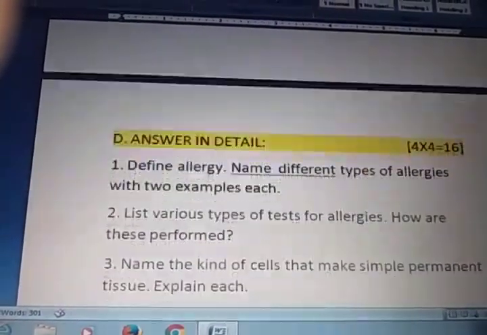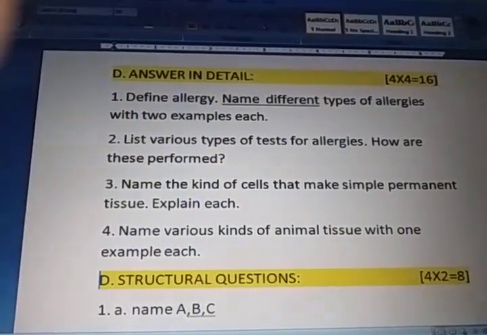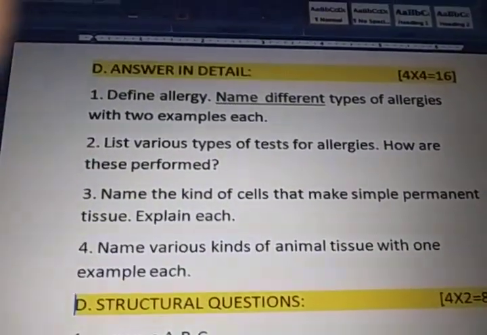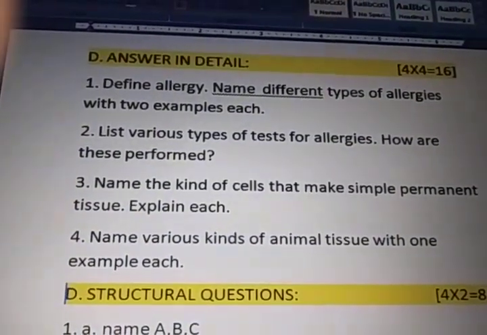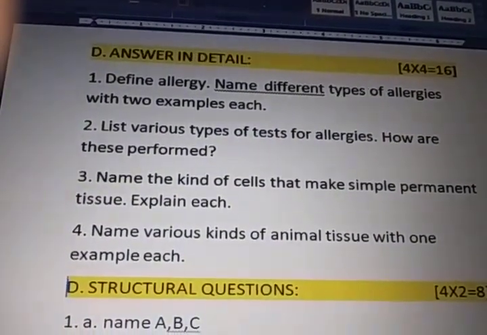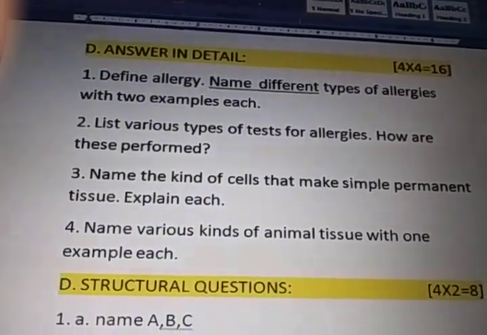Then your question number part D. It has 4 parts. You have to write answers in detail. First question is define allergy. Name different types of allergies. You have to write names only with 2 examples each.